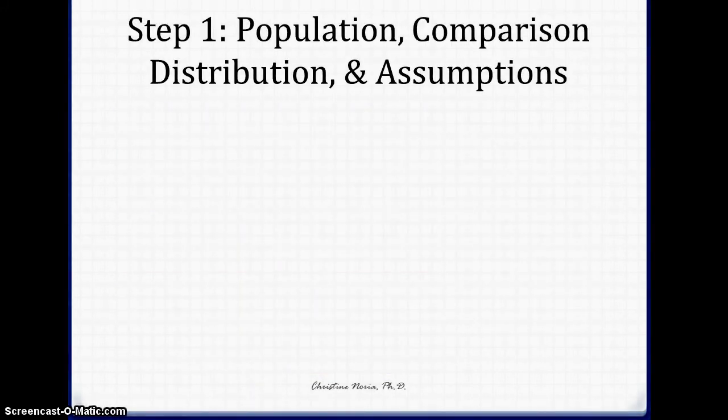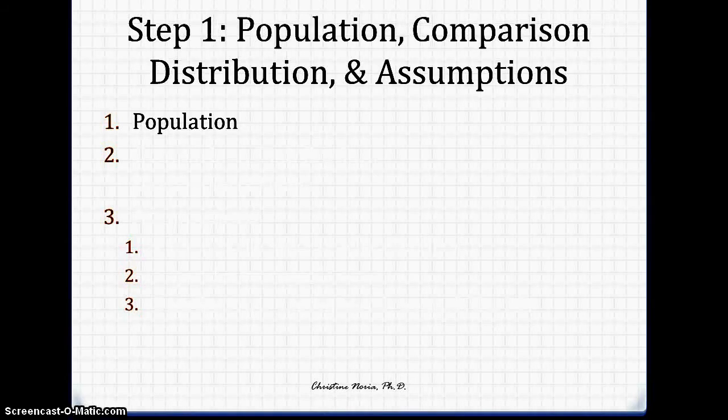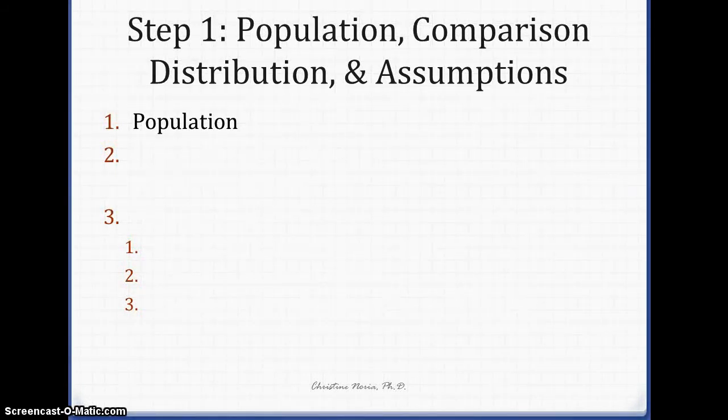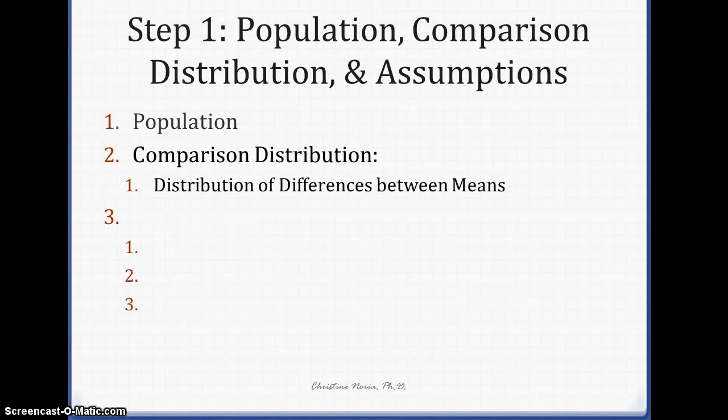So we begin our hypothesis testing process with step 1, where we determine what the population is that we're working with, or populations in this case, the comparison distribution, and the assumptions that we're working with. So first is our population. We have a population of men and their ratings of whether or not a particular set of cartoons are funny or not. And we have the population of women who are also rating cartoons on whether they're funny or not and what percentage they rated as being funny.